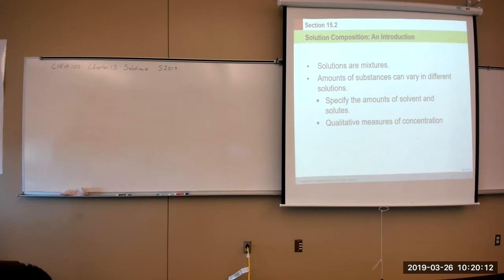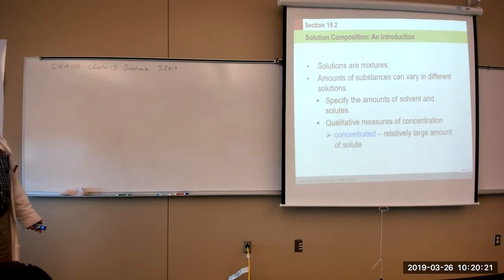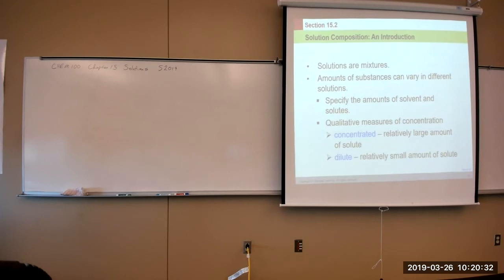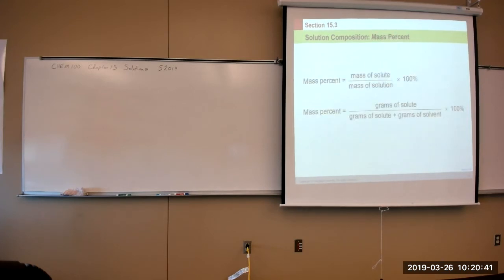We're going to get some more qualitative. We're going to get to quantitative expressions of solution concentration in just a second. First, if there is a large amount of solute relative to its maximum amount, then you say it's concentrated. If there's a very, very small amount of solute relative to its maximum amount, then you say it's dilute. Okay, now for quantitative expressions.